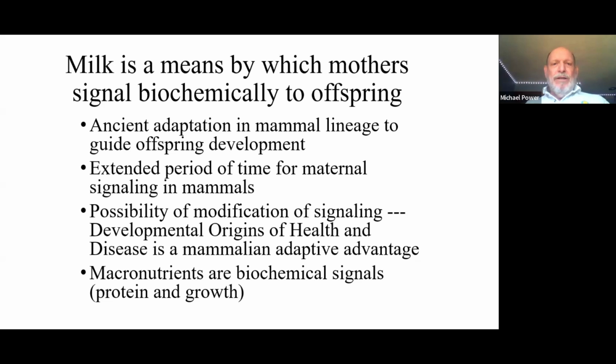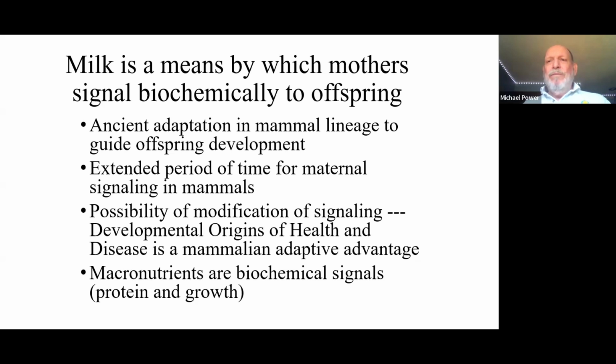So I assume all of you know very much about the developmental origins of health and disease. It's a big thing these days, talking about how early life experience really changes your risks for both health and pathology later on in life. To me, though, this is a mammalian adaptive advantage.